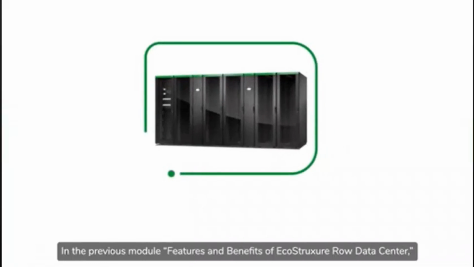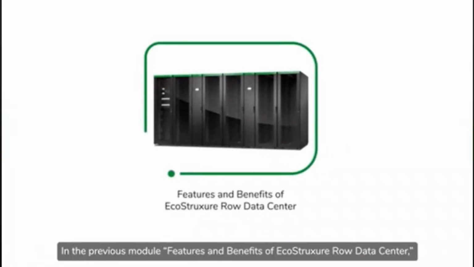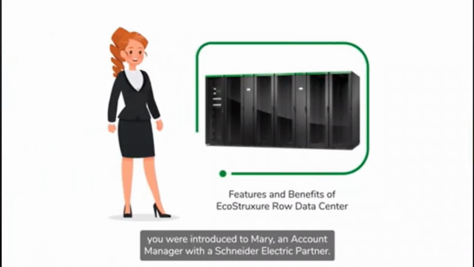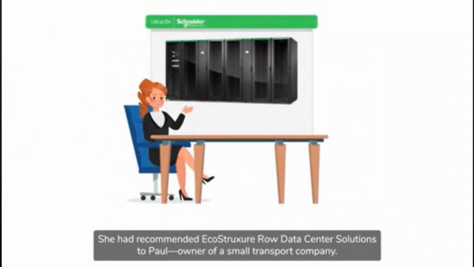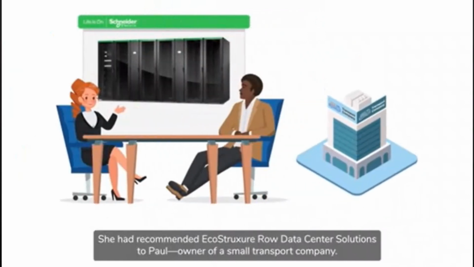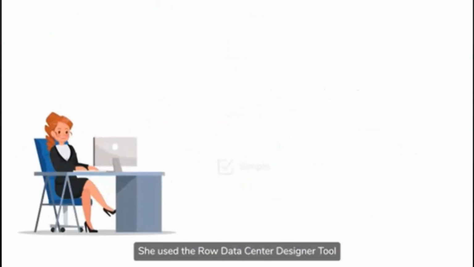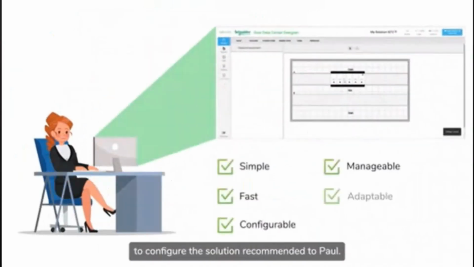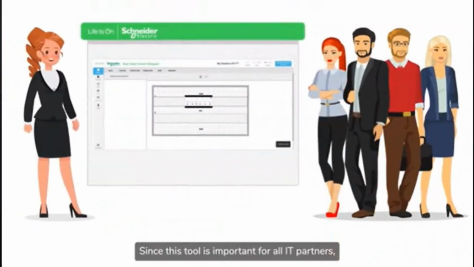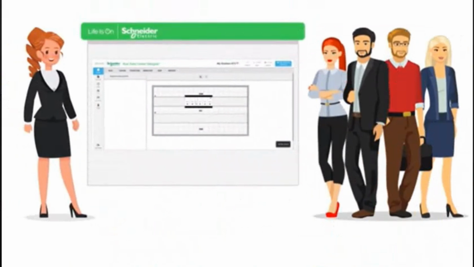In the previous module, Features and Benefits of EcoStruxure Row Data Center, you were introduced to Mary, an account manager with a Schneider Electric partner. She had recommended EcoStruxure Row Data Center Solutions to Paul, owner of a small transport company. She used the Row Data Center Designer tool to configure the solution recommended to Paul. Since this tool is important for all IT partners, her fellow associates want to know more about the tool.